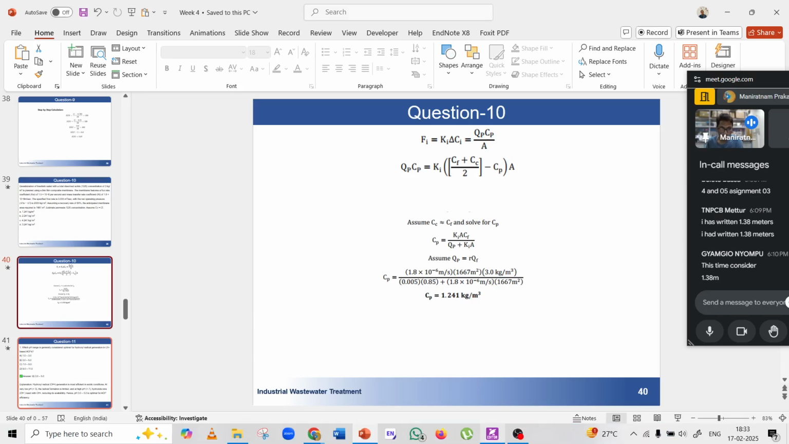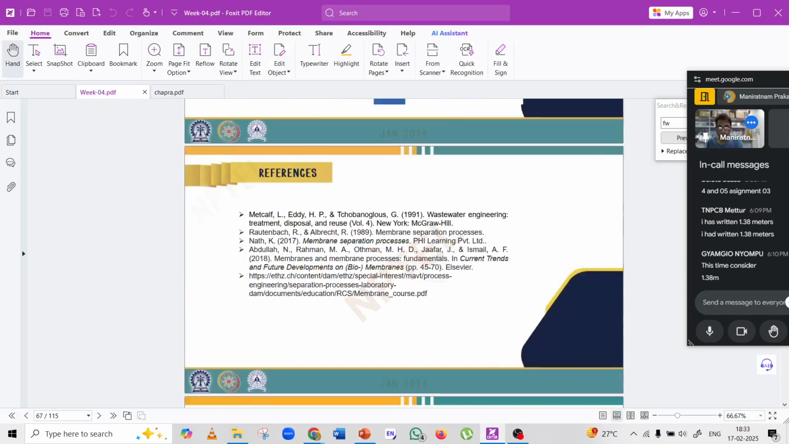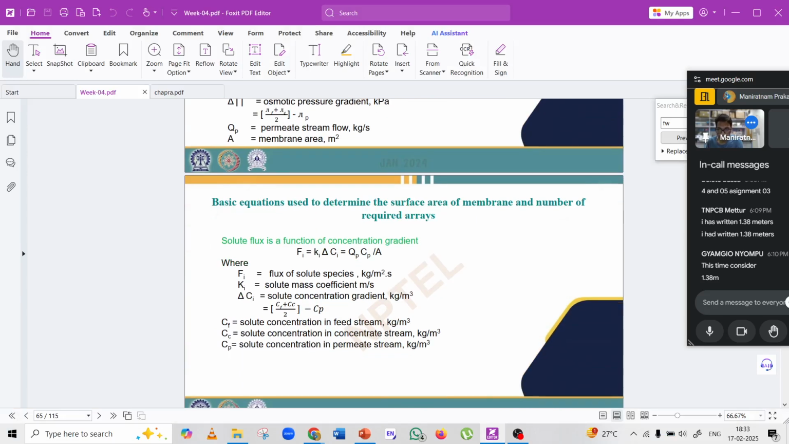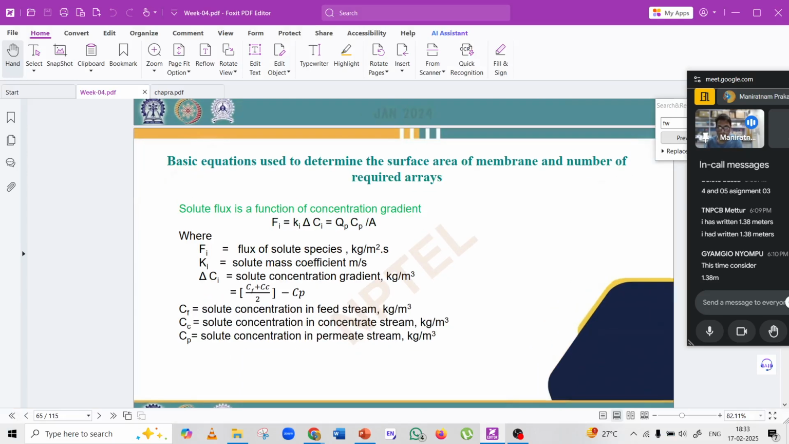What is Cc and Cf? You can see here, it is written Cc. Cc is the solid concentration in the concentrated stream, and Cf is the solid concentration in the feed stream. And we also have Cp, and we have to find this Cp, that is the solid concentration in the permeate. So we will be putting all the values here.